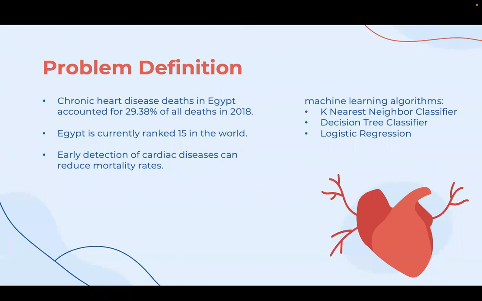Cardiovascular diseases have been the leading cause of death. According to the most recent World Health Organization data, chronic heart disease death in Egypt accounted for 29.38% of all deaths in 2018. Egypt is currently ranked 15th in the world. Early detection of cardiac diseases can reduce mortality rates, manage resources, and save money.